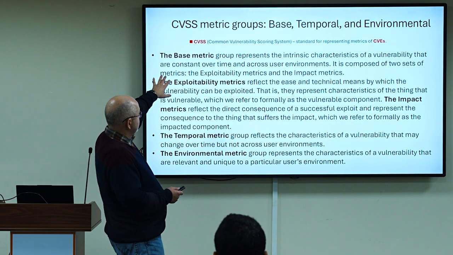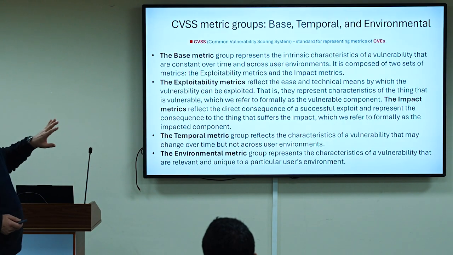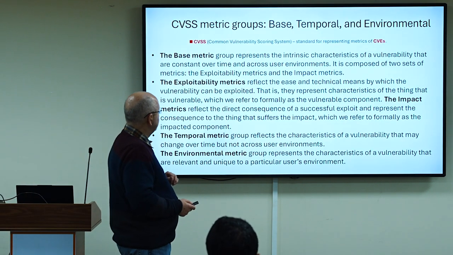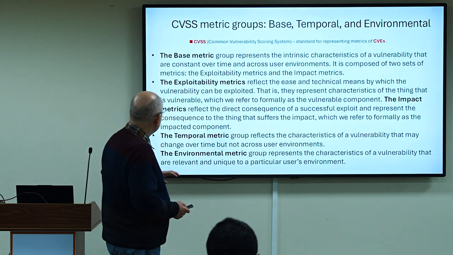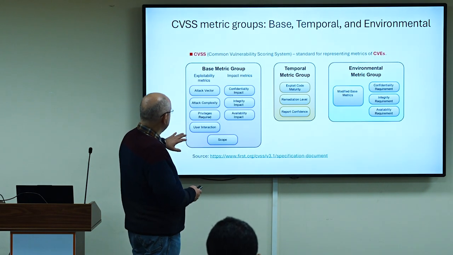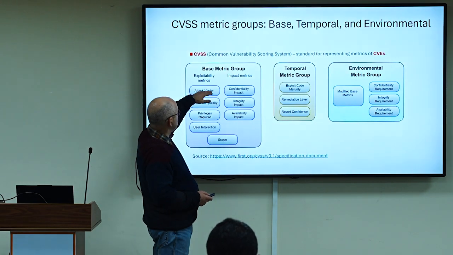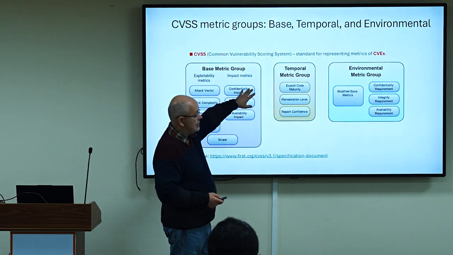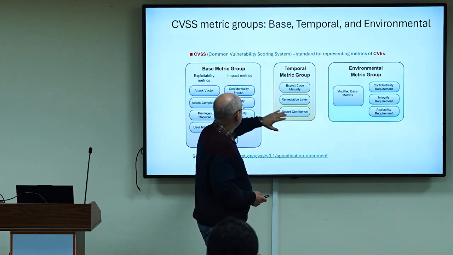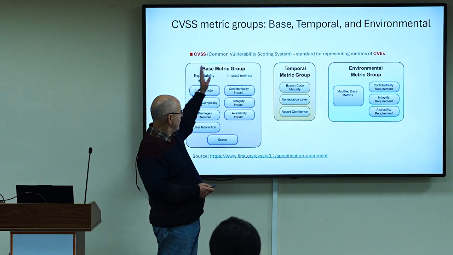About CVSS, for CVSS we have a lot of metrics to calculate the integrated score. They are differentiated, you could see here, into three groups. The first is the base metric, the second temporal, and the third environmental. So this base metric is the main metric.